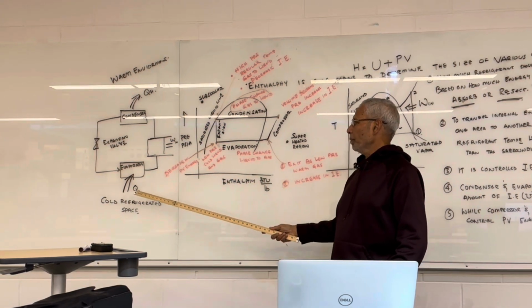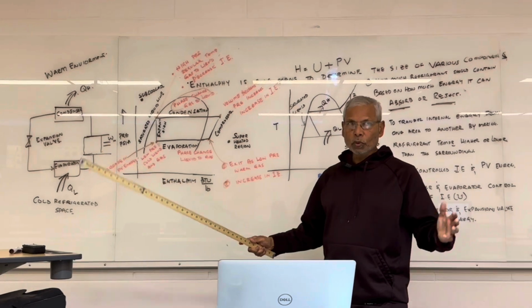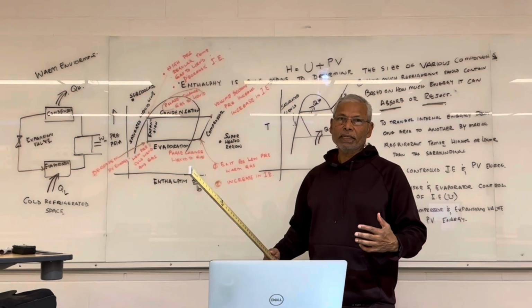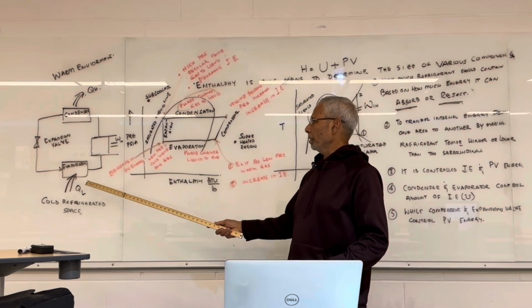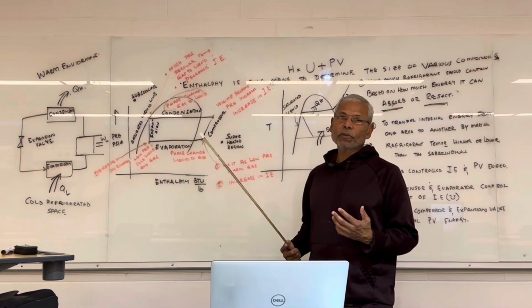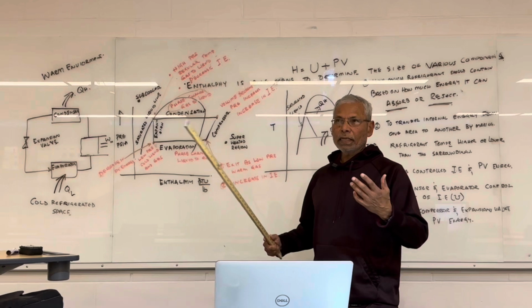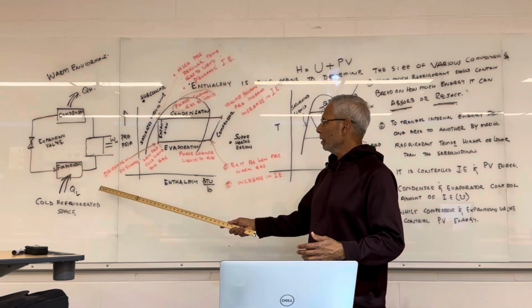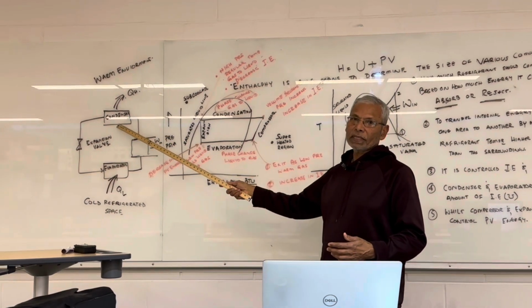Whereas the evaporator is where, in the room, the cold air is coming in. Where is that coming from? The evaporator. That means you are taking the heat of this room and getting it absorbed into the refrigerant, and then you're taking that heat and dumping it into the condenser to reject it.